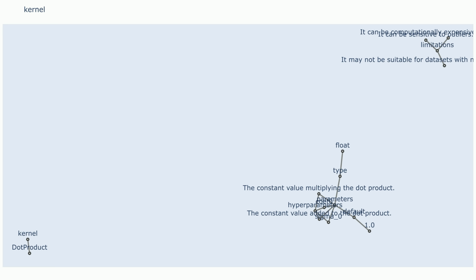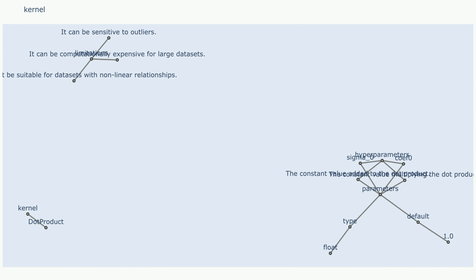Understanding the sklearn Gaussian process kernels DotProduct kernel. The sklearn Gaussian process kernels DotProduct kernel, often referred to as the linear kernel in the context of Gaussian processes, is a fundamental kernel used for capturing linear relationships between data points.